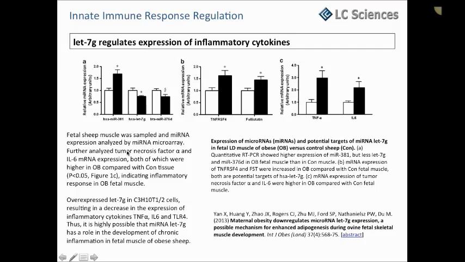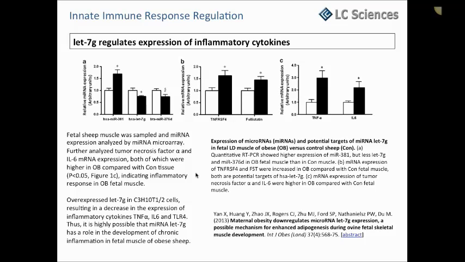The experiment was done with sheep muscle, fetal sheep muscles, and the microRNA expression levels were analyzed using microarrays. Beyond that, they looked at the tumor necrosis factor alpha and IL-6 messenger RNA expression, both of which were higher in an obese group compared with the control tissue, and which indicated an inflammatory response in obese fetal muscle.